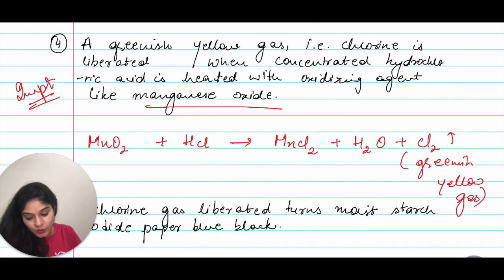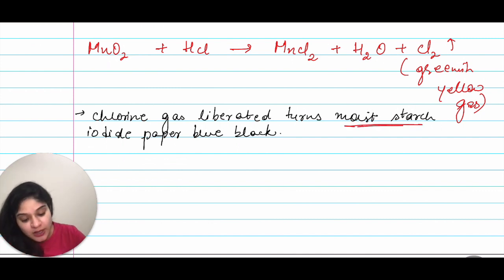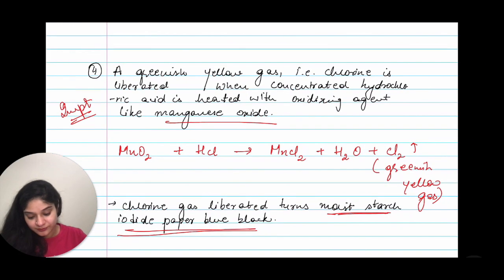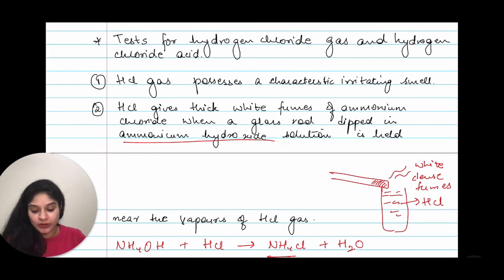You can take a note further. A greenish yellow gas, chlorine, is liberated when concentrated hydrochloric acid is heated with an oxidizing agent, manganese oxide. This chlorine gas that is liberated turns starch iodide paper blue-black. Very important distinguishing characteristic for your chlorine gas. The chlorine gas liberated will turn moist starch iodide paper blue-black. So this is what we had to cover for the tests of hydrochloric acid and hydrogen chloride gas.